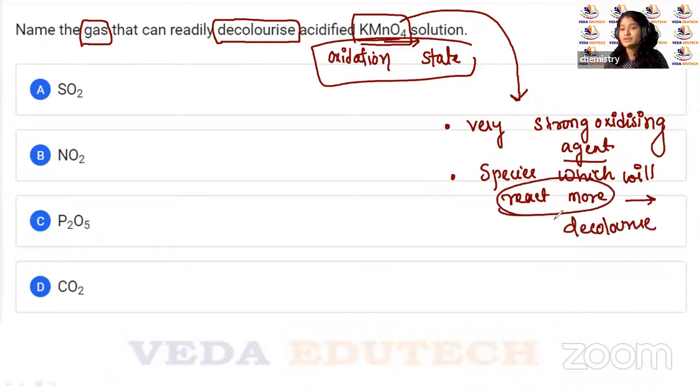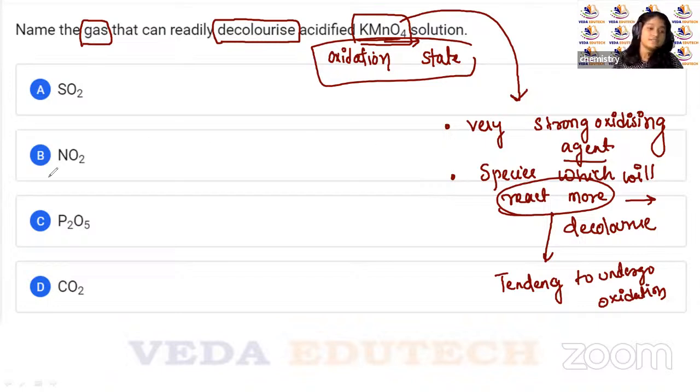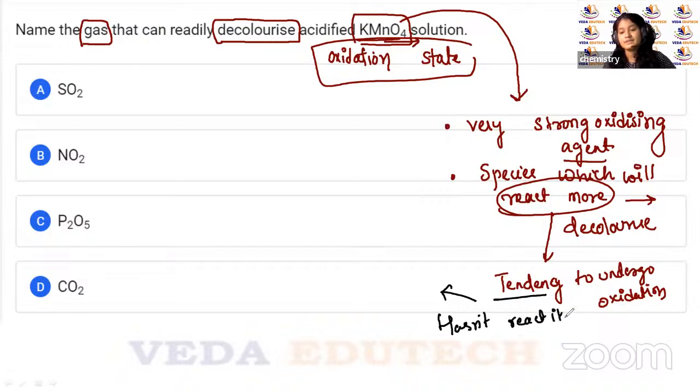And which species is going to react more? That one which has a tendency of going to a higher oxidation state, a tendency to undergo oxidation. So which one has a tendency to undergo oxidation? The one which hasn't reached its maximum oxidation state, right?